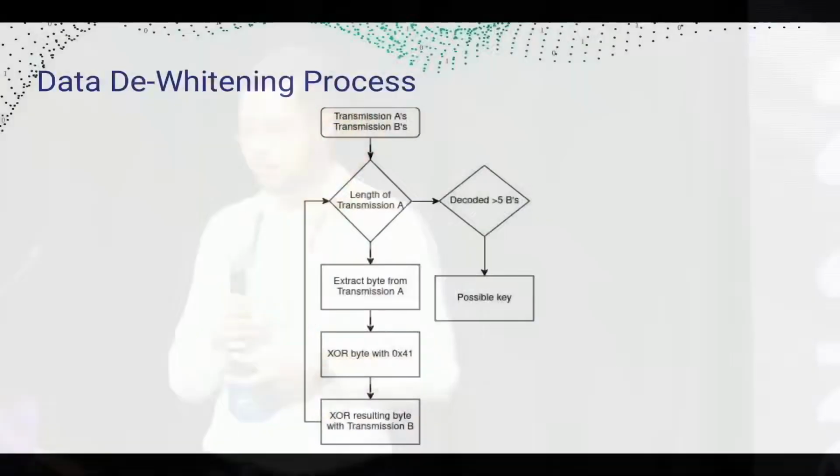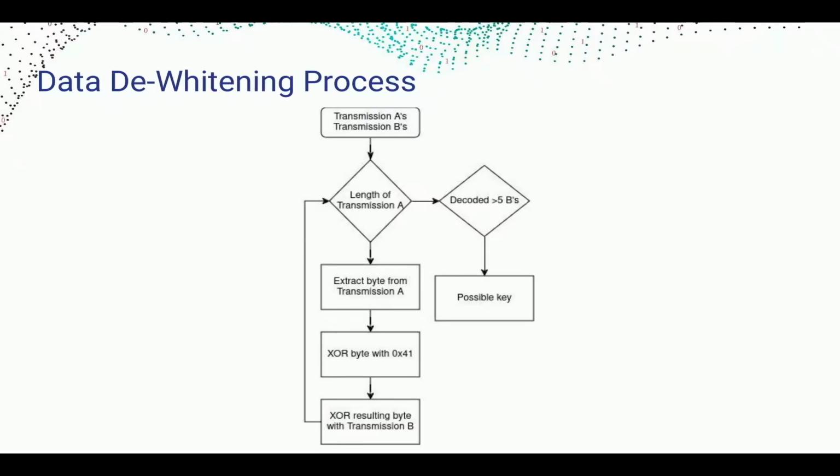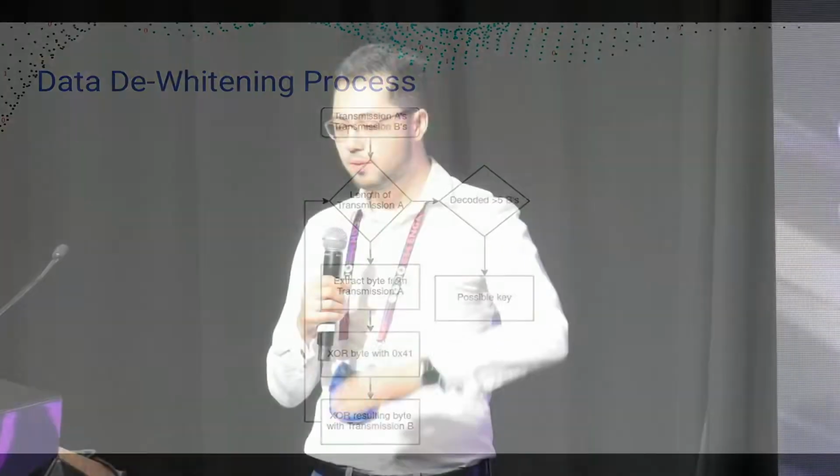So our de-whitening process is shown in this algorithm. We transmit a handful of A's followed by a handful of B's. For those who are not familiar with ASCII representation in hex, capital A is 41, so you'll see that a lot through our presentation, and B will be 42. So we transmit a number of A's, we extract a byte from that transmission, and we XOR it with 0x41, which is capital A, and then that will give us our potential key stream.